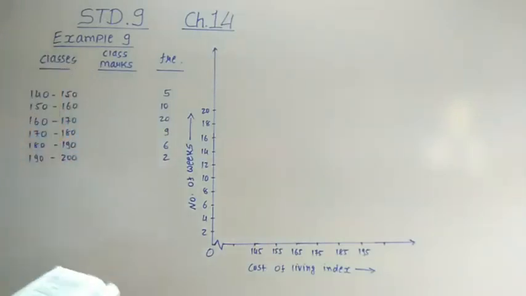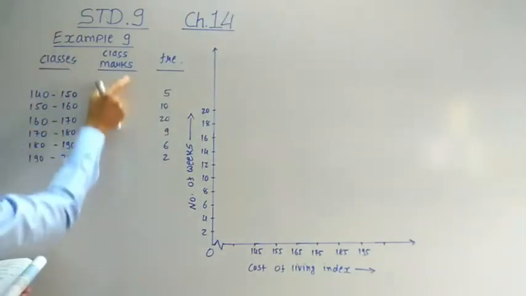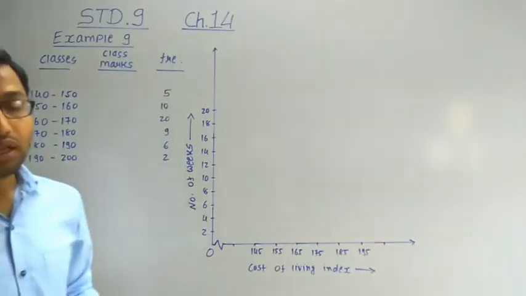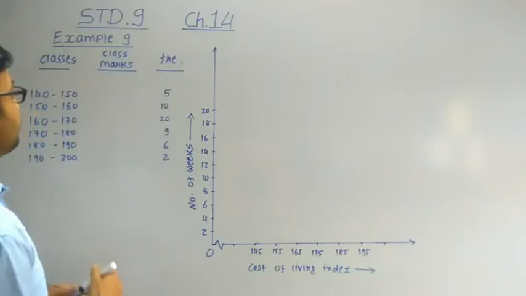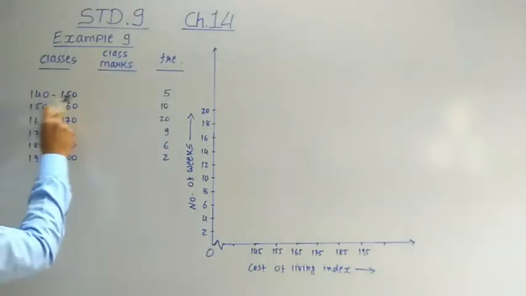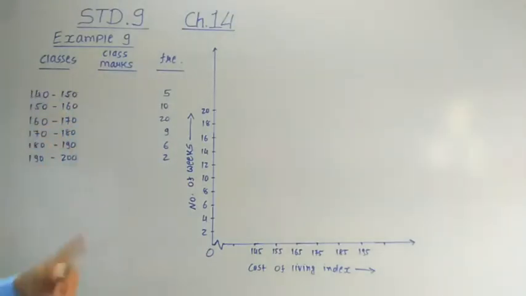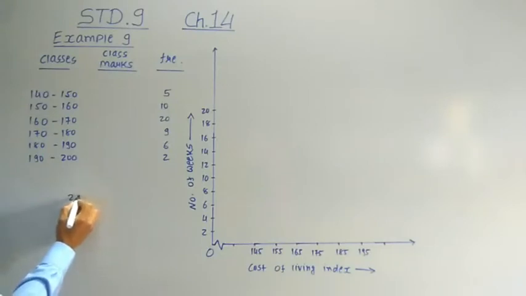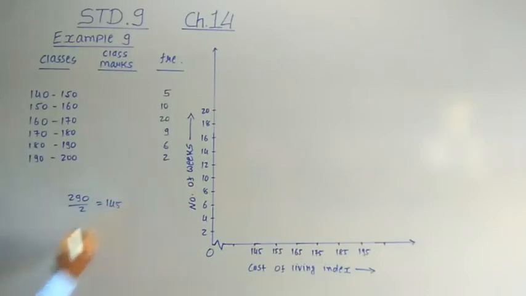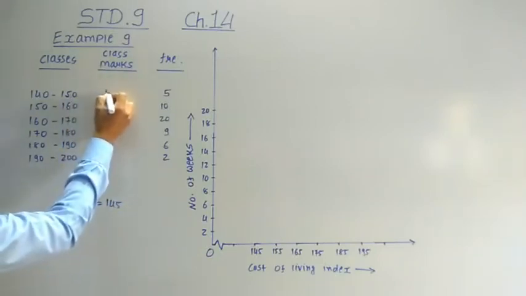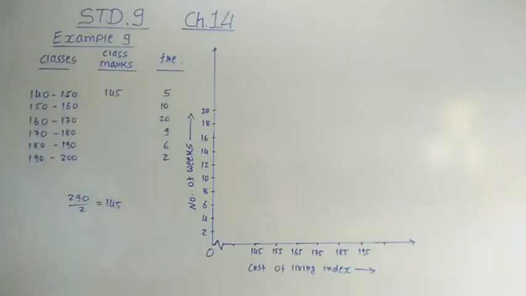So here we have to use one more column that is called the class mark. And what is class mark? That we know now very well. Class mark means we have to add both these limits, lower class limit and upper class limit, and then divide it by 2. So here if we add 140 and 150, we get 290. And now divide it by 2, we get 145. So the first value here we have to put is 145.